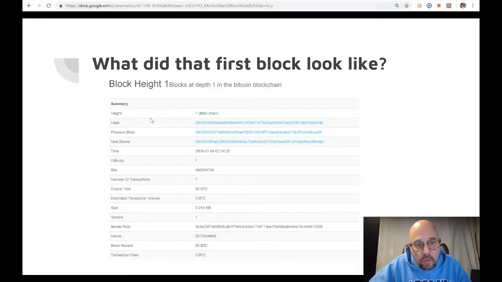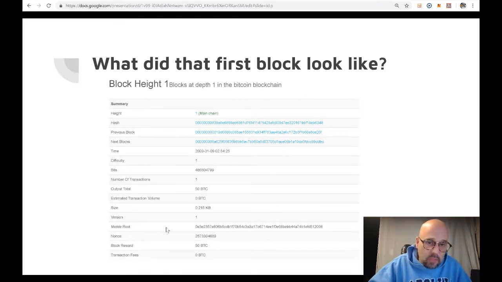I kind of showed this to you already, but this is actually the second block, not the first block. If you'll notice, this second block wasn't mined right away. We saw the first block was mined on January 3rd, but it took another 6 days before he mined the next block. Now we average about 10 minutes based on the hardness level, the size of the network and the hash power, but back then it took 6 days to mine that first block.